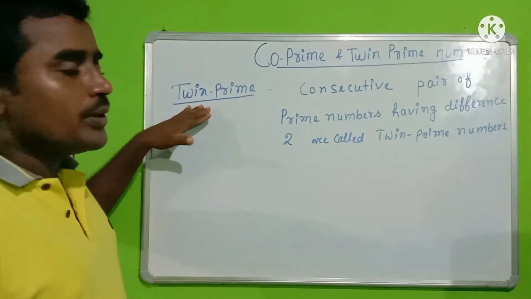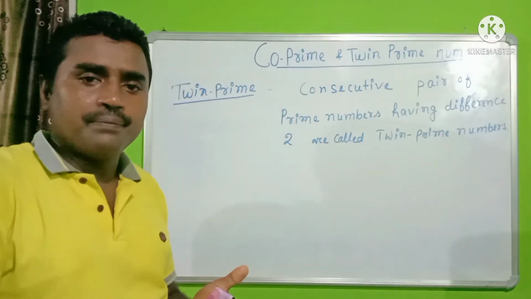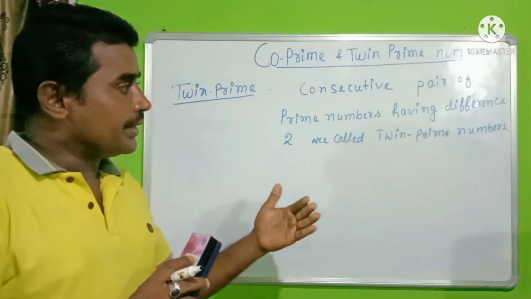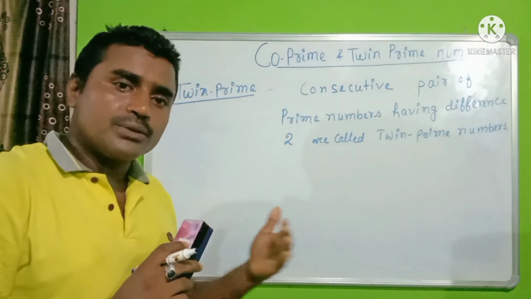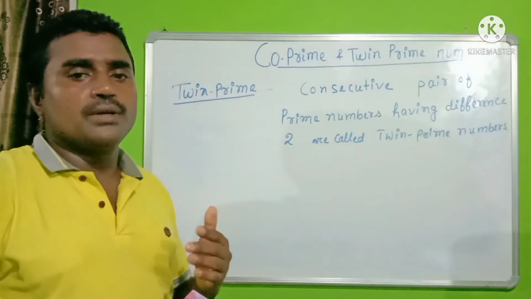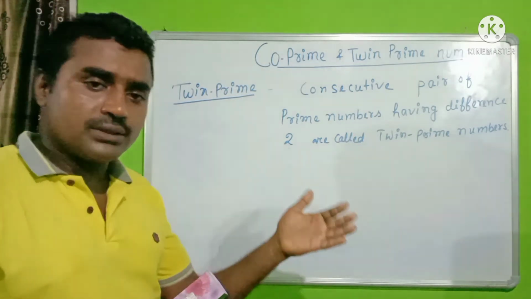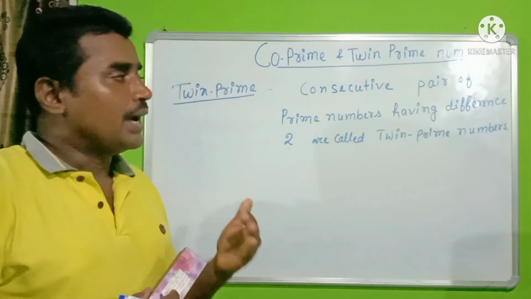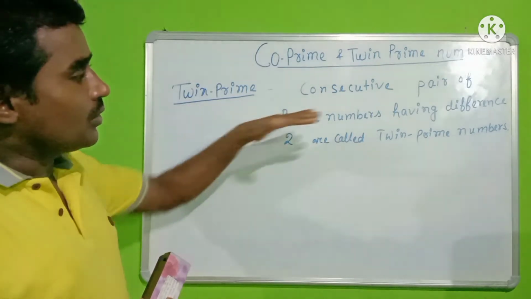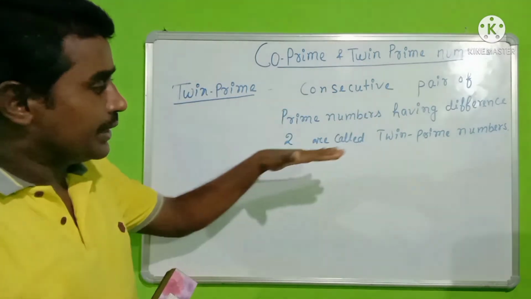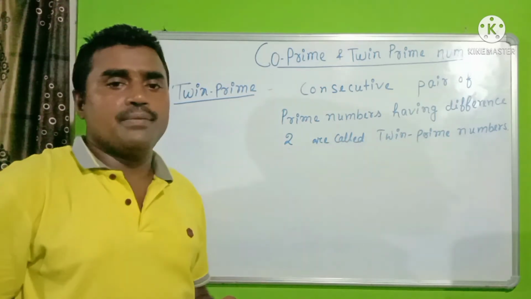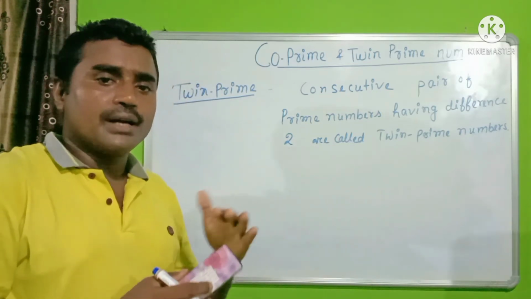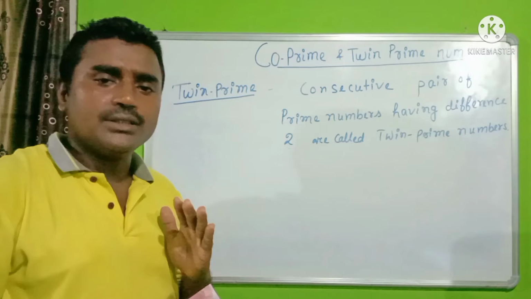That means in twin prime numbers, all numbers are prime first. There is no composite number here, all numbers are prime. Then the difference of the two numbers is 2. That means two conditions. One is both the numbers must be prime. Second, their difference is 2, and they are called twin prime. Consecutive pair of prime numbers having difference 2 are called twin prime. Both numbers must be prime, first condition. Second one, the difference of the given two prime numbers is 2.